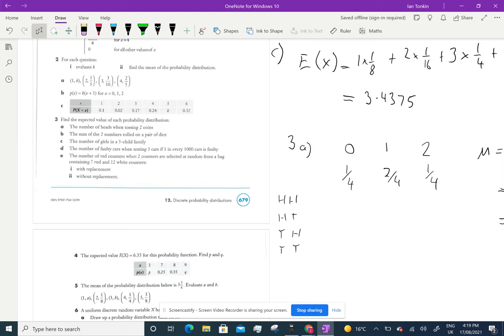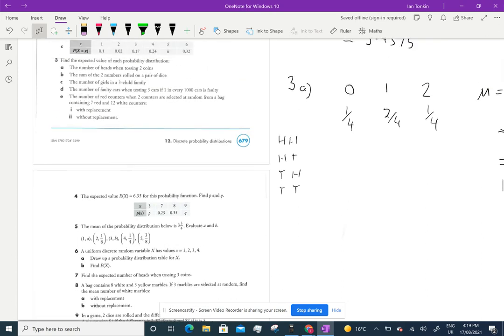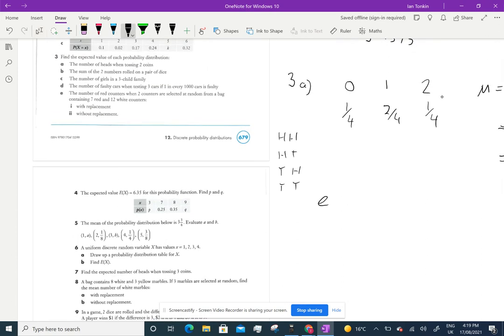And when you have replacement and non-replacement, let's have a look at 3E. What have we got? The number of red counters when 2 counters are selected at random from a bag containing 7 red and 12 white. So I can get a red and a red, a red and a white, since I want the number of red counters.